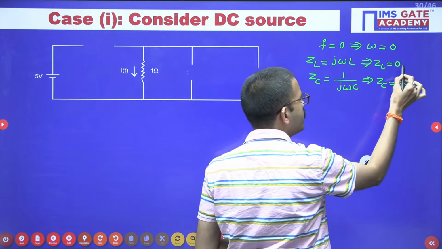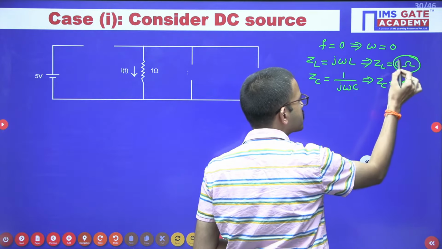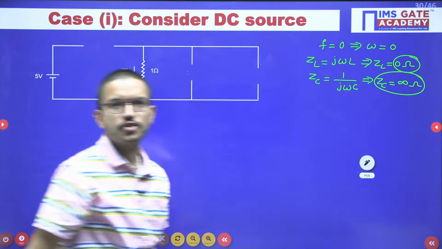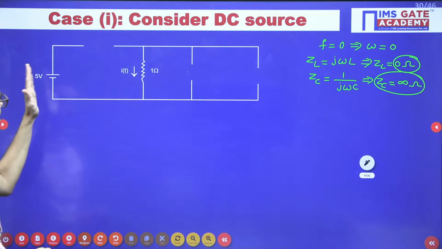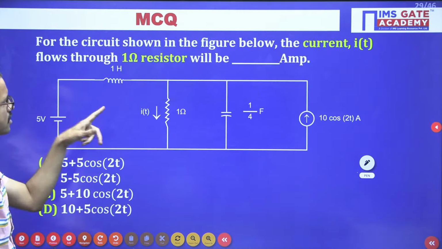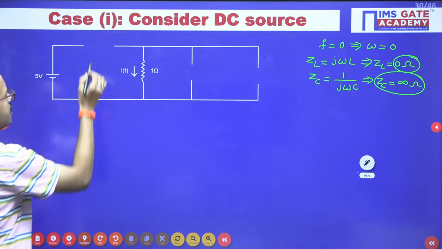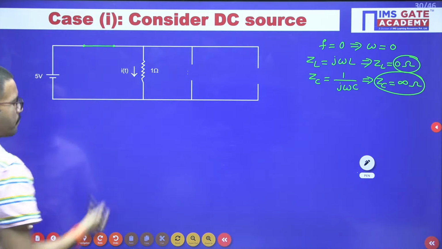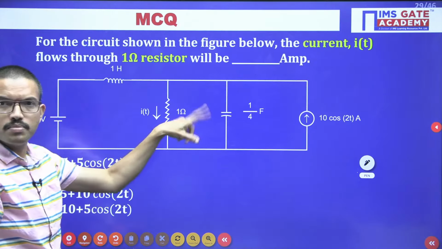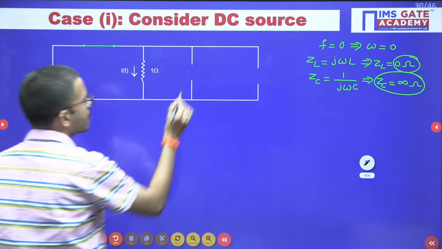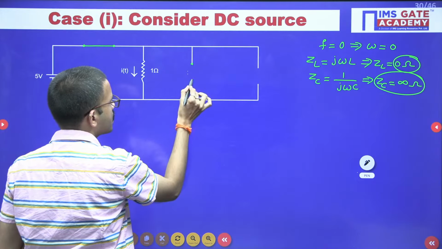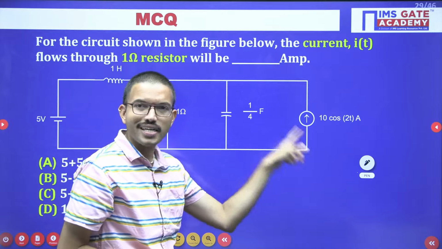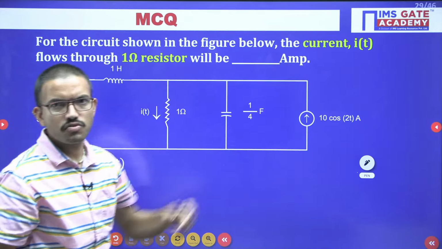Whenever you are getting 0 ohm, that means it is a short circuit. Whenever you are getting infinite ohm, that is an open circuit. So whenever you are considering a DC source, in the given circuit, if an inductor is there, we will replace it as a short circuit. Inductor becomes short. And similarly, capacitor becomes open circuit. And here in this case, the other source is a current source. So we will make the current source open.